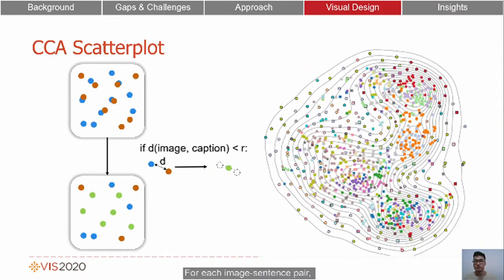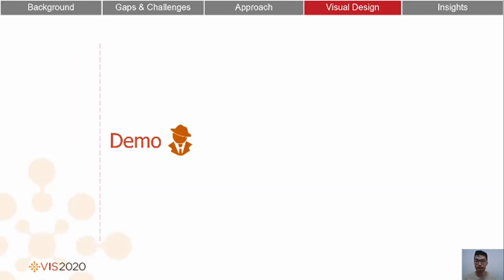For each image-sentence pair, if their distance is too small in the two spaces, we only visualize their center to remove visual clutter. Now, I present a usage scenario.